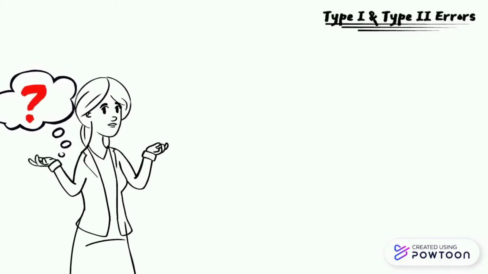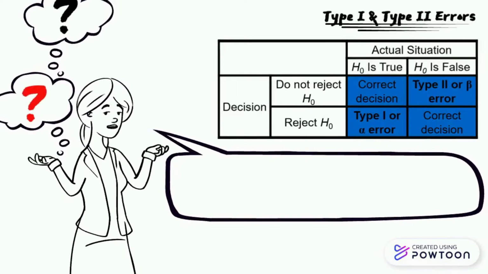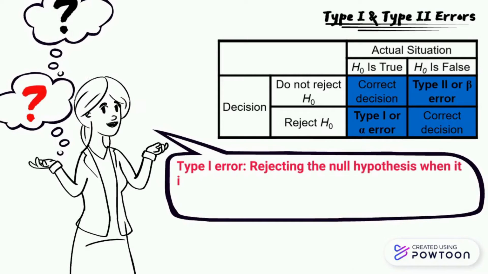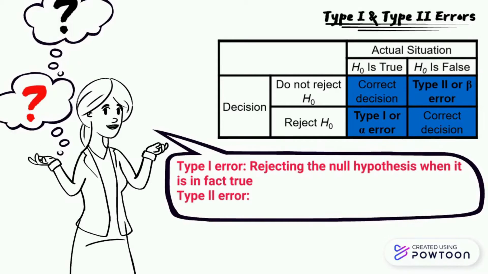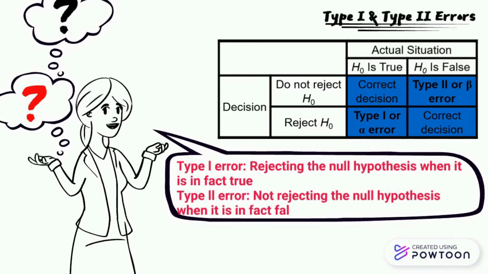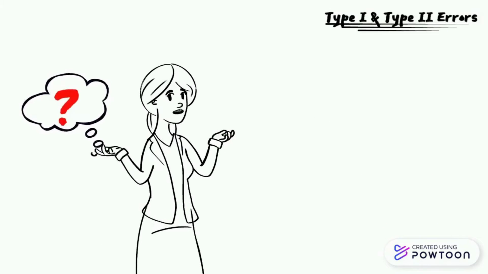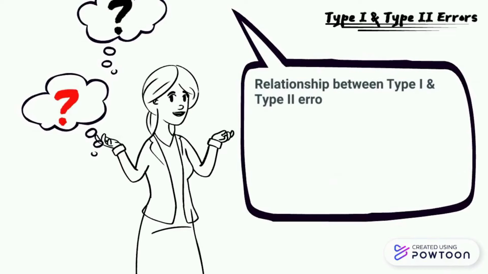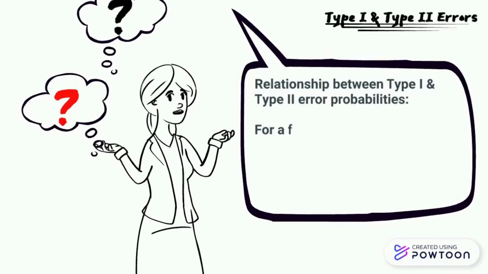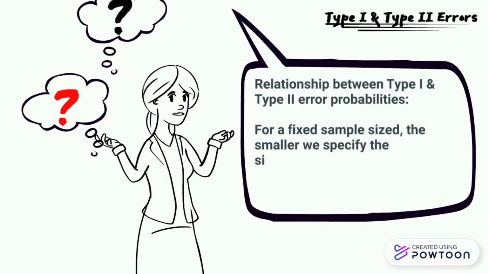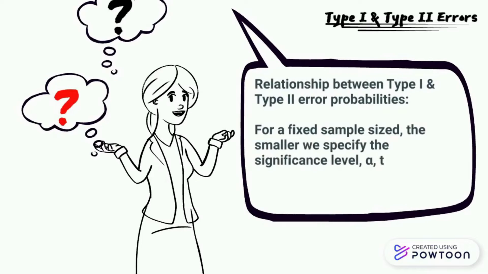This is the type 1 and type 2 errors table. Type 1 error: rejecting the null hypothesis when it is in fact true. Type 2 error: not rejecting the null hypothesis when it is in fact false. Relationship between type 1 and type 2 error probabilities. For a fixed sample size, the smaller we specify the significance level alpha, the larger will be the probability beta of not rejecting the false null hypothesis.